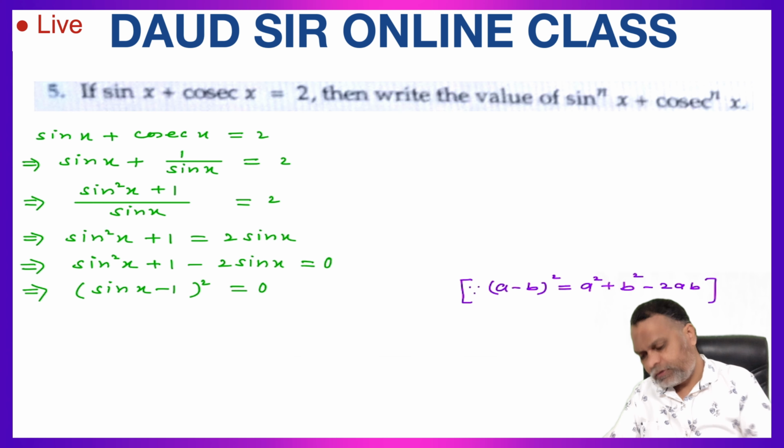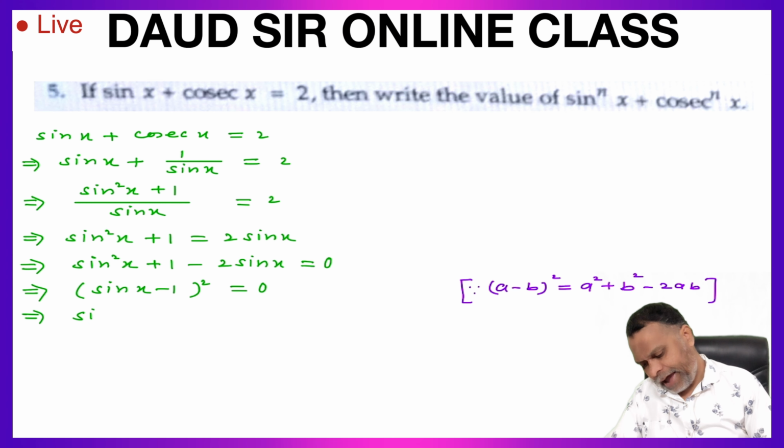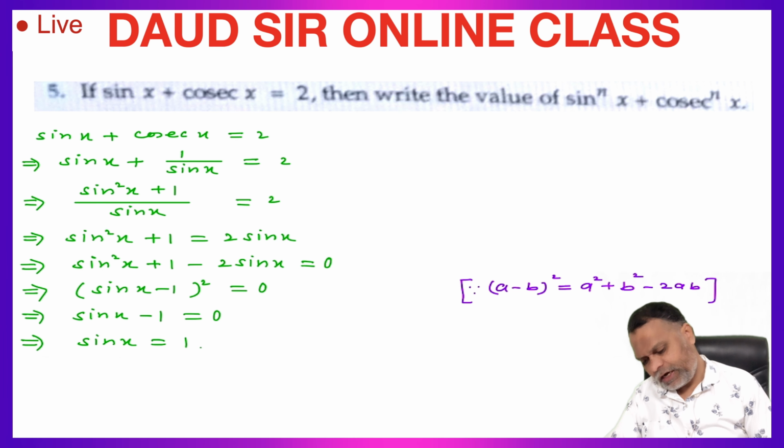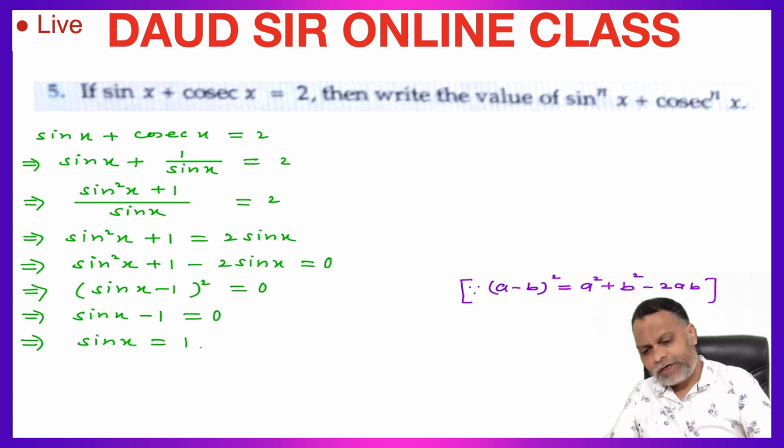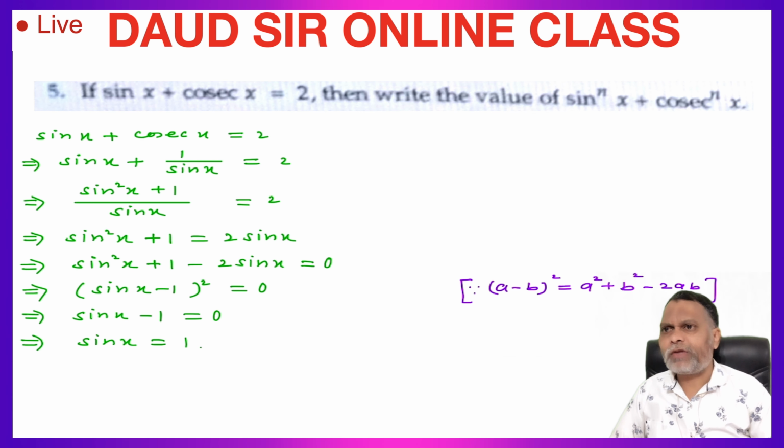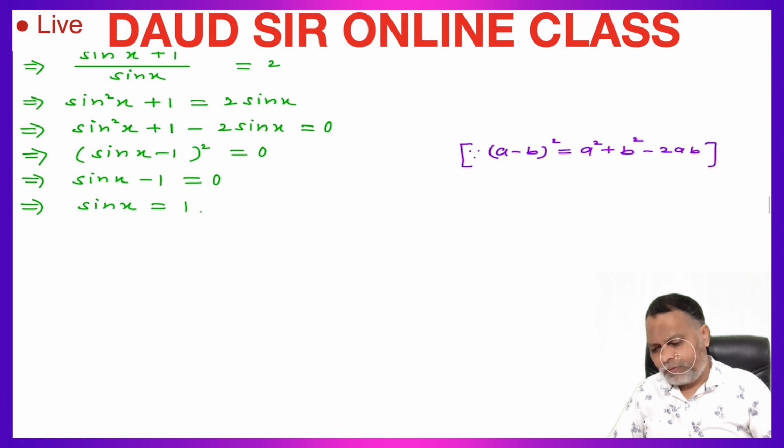Take a square root. So the square root of sin x minus 1 whole square, sin x minus 1, is equal to 0. Shift this minus 1. Sin x is equal to 1. So here we got the value of sin x is 1. With the help of this sin x is equal to 1, we can calculate the value of sin raised to the power nx plus cosec raised to the power nx.